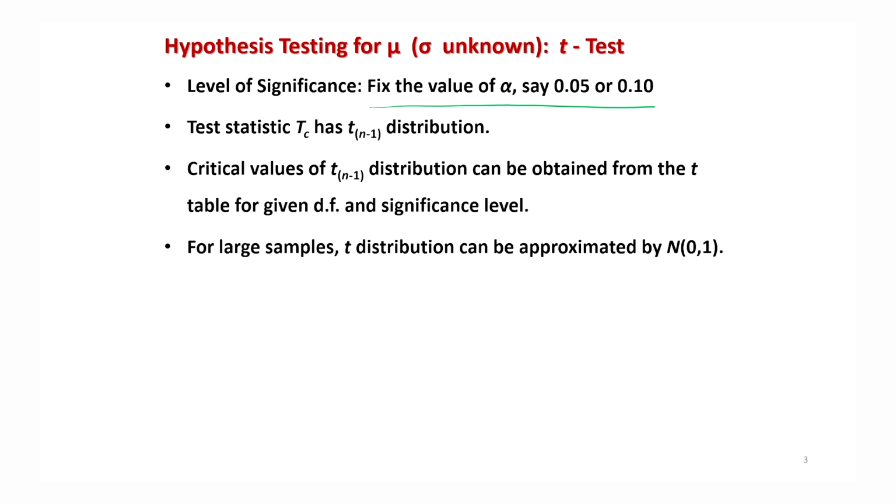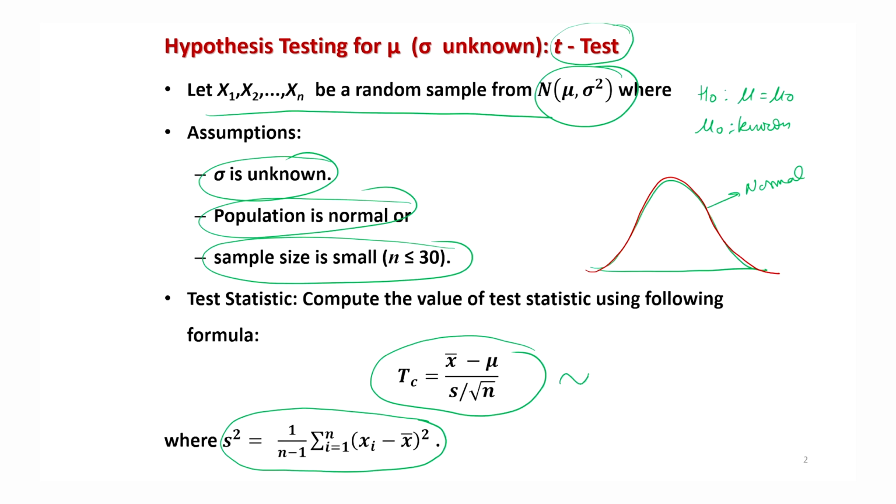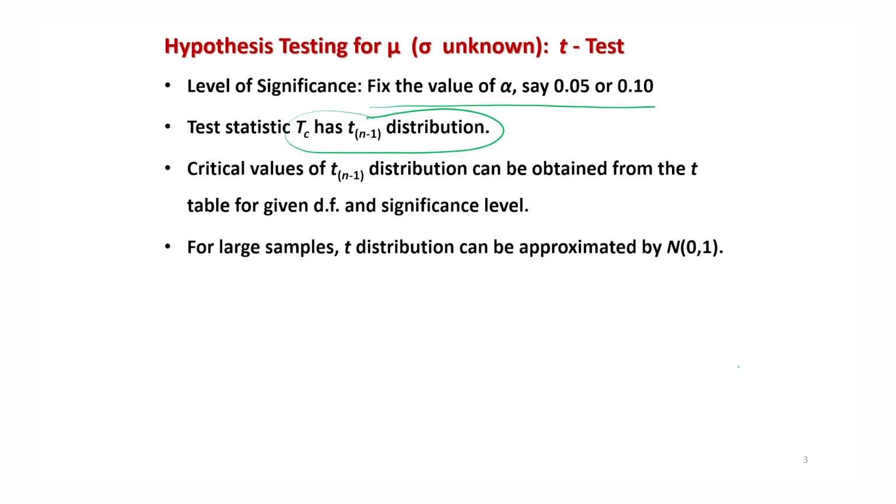And now this T_c statistic has a T distribution with n-1 degrees of freedom under H naught. Right, so I can write down here, this follows the T distribution with n-1 degrees of freedom under H naught. So the critical values of this distribution can be obtained from the T table for a given degrees of freedom and a significance level.